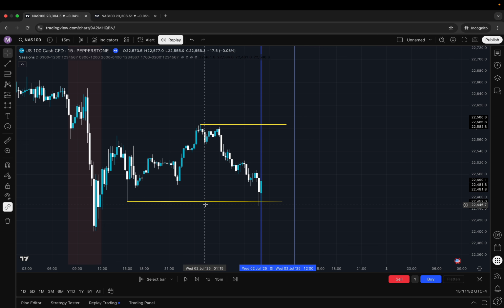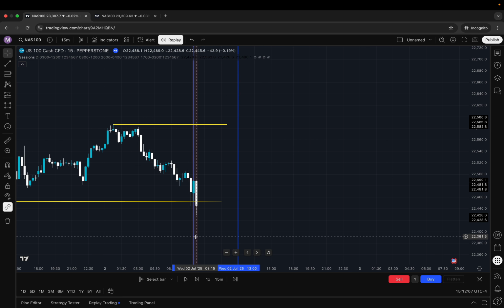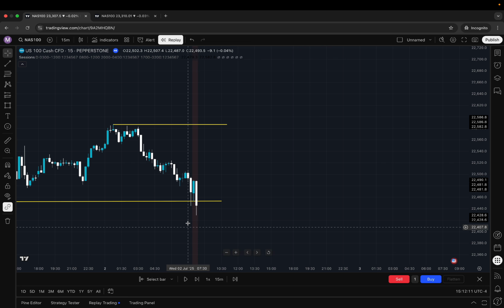So liquidity has been taken out, yes. However, we've still not entered the hours of 8 AM till 12 PM. So do not look for a trade entry as of yet. We need confirmation. So we've now started the hours of 8 AM. I'm just going to remove these as the indicator has kicked in. So as you guys can see, liquidity has now been taken out.